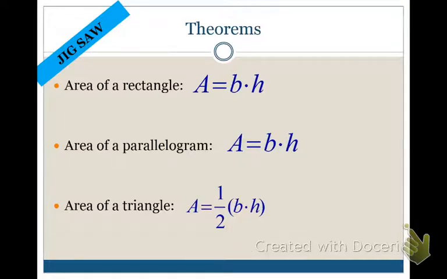1/2 base times height. And if you think about it, that makes sense because, if I take a triangle, we'll make it easy, we'll make it a right triangle. If I take the sides and duplicate them, then I have a rectangle, right? This is the base, this is the height. The area of that rectangle would be base times height. Then if I draw the diagonal and make it into two triangles that are the same size, it's 1/2 base times height.